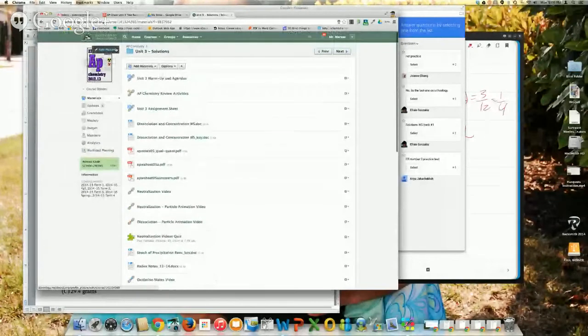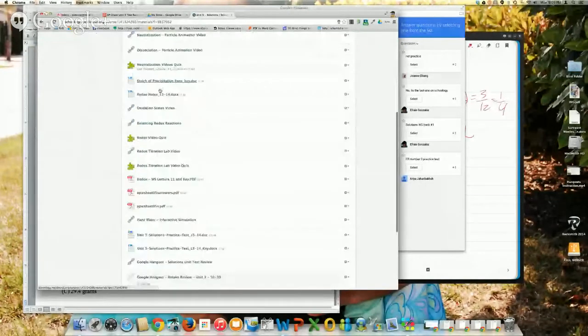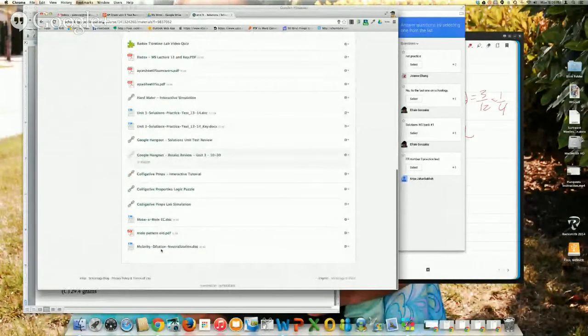Just going to share my whole screen for a second. Oh, that's not going to work very well. When I go to Schoology, the very last thing I see under Unit 3 Solutions is, at the bottom, "molarity dilution neutralization," which is not solutions. So I don't know what that is. Maybe you guys could give me a better name for what you want.